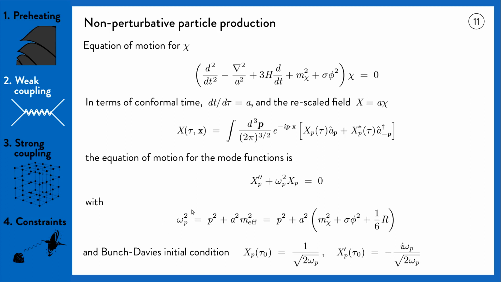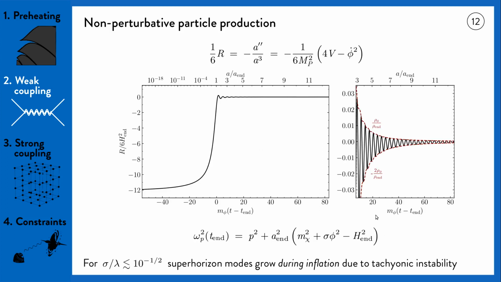Now, this effective frequency contains the interference between the direct coupling and the coupling through gravity with the inflaton. The phi-dependent term oscillates during reheating, but so does R, even changing its sign. In fact, R is negative throughout inflation. Evaluating the effective frequency at the end of inflation, we find that the gravitational term is the negative of the square of the Hubble parameter. Thus, in the absence of a direct coupling, superhorizon modes will have grown during inflation due to a tachyonic instability.